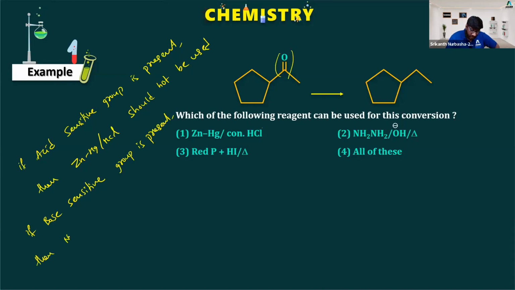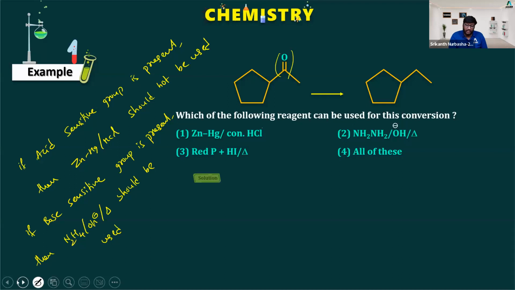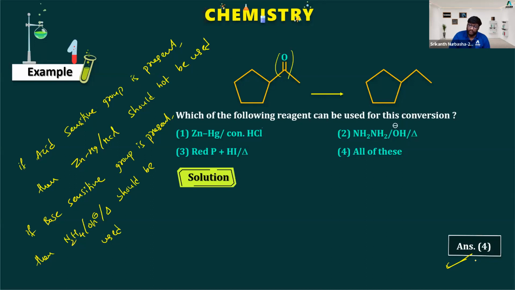then N2H4 in the presence of OH minus upon heating should not be used, because the group is going to be affected by the base. But here there are no such groups, so I can use either Clemmensen reduction, Wolff-Kishner reduction, or red phosphorus in the presence of HI. So all of these can be used. If I place OH here and OH here also, then I am not supposed to take option 1 into account, because the OH is going to be affected when I use concentrated HCl. So I am not supposed to use zinc amalgam in the presence of HCl. Okay.